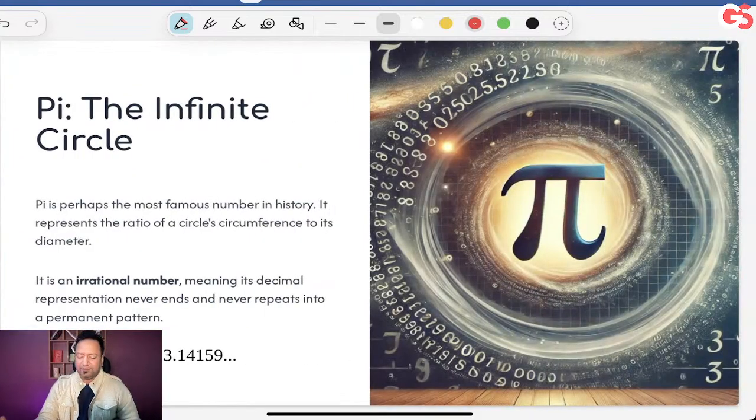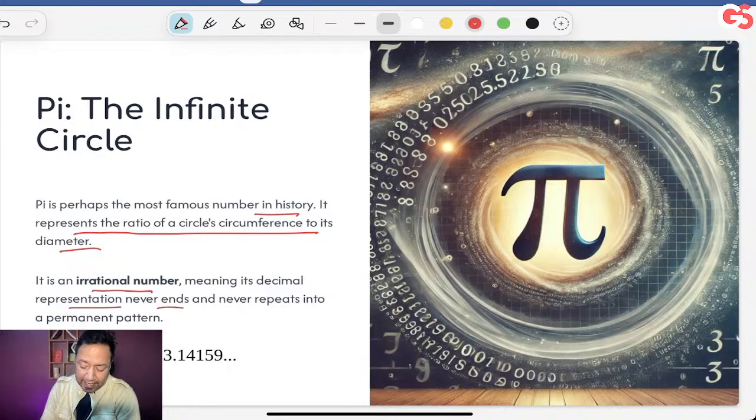Pi, the infinite circle. Pi is perhaps the most famous number in history. It represents the ratio of a circle's circumference to its diameter. We'll be discussing this much more in geometry, but right now let us understand what pi actually means. It is nothing but the ratio of the circumference of a circle to its diameter, and it's an irrational number, meaning its decimal representation never ends and never repeats itself into a permanent pattern.